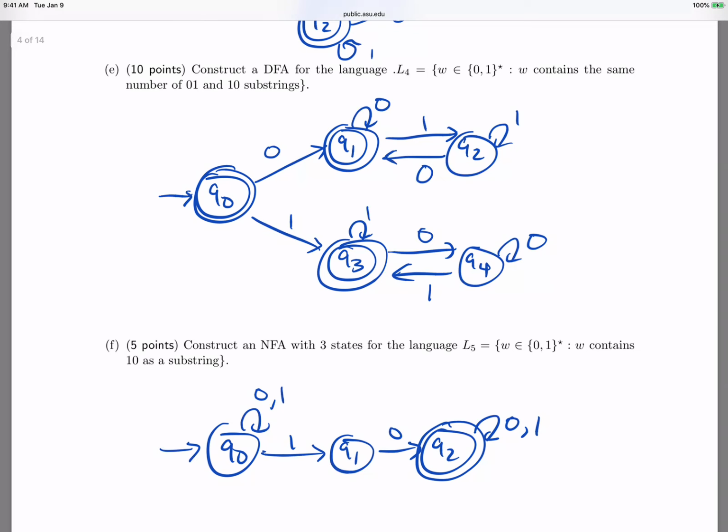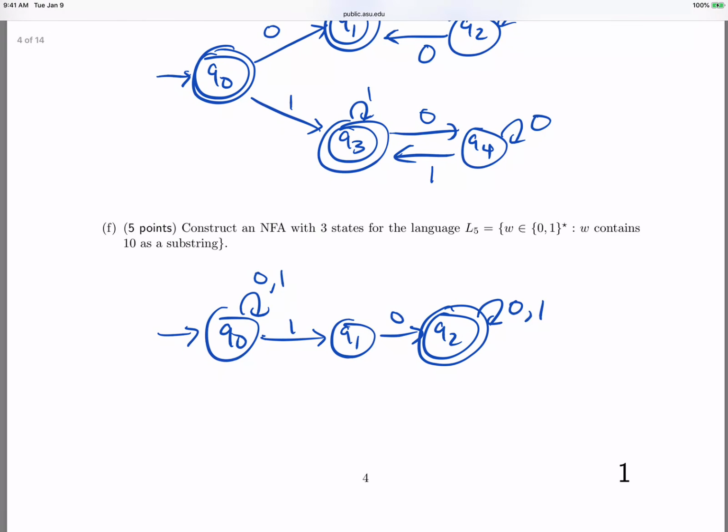About making NFAs? Yeah. So why do we need the 0, 1 going into Q0 and Q2? Because anything can appear before the 1 0. So I'm exploiting non-determinism here. Read anything, and then when I choose, I go the 1 0 route. The non-determinism helps here. You can convert this to a DFA and it would get the right thing, but it's just to handle anything that can appear before the 1 0.